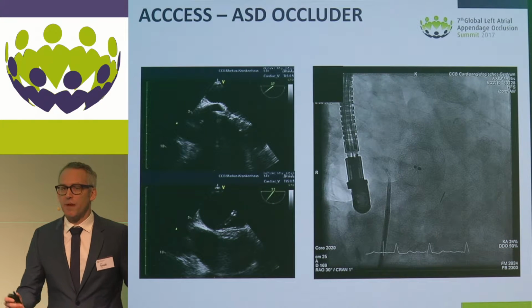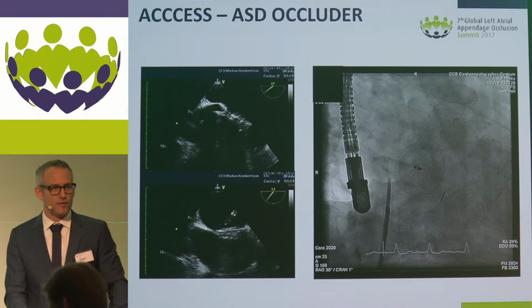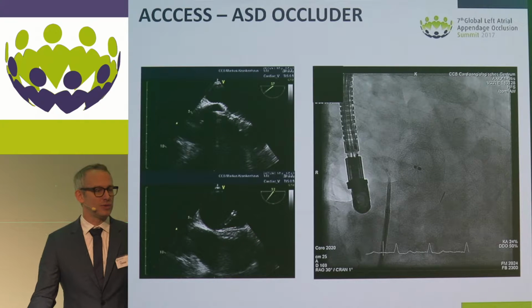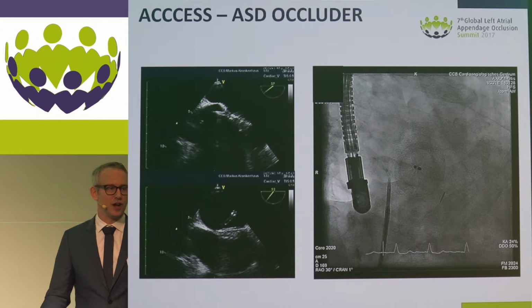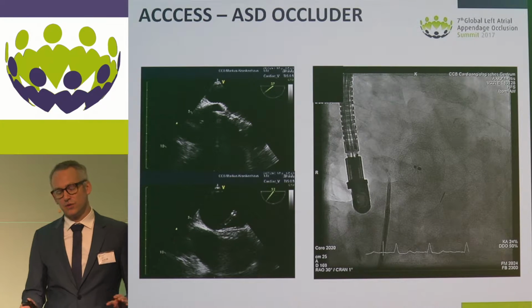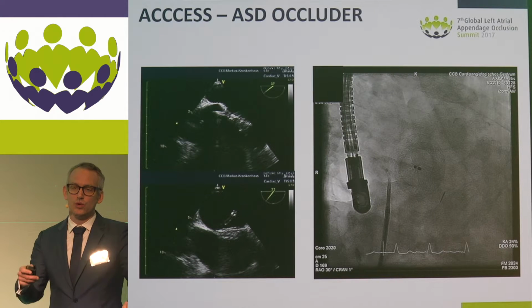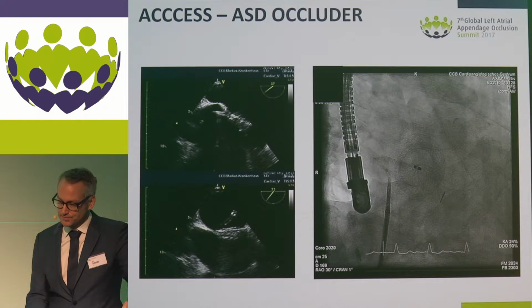So what is the message? Message number one is that if you have the referral for LA occlusion in a patient who had previously undergone interventional PFO or ASD occlusion, you should not deny, and you should say, okay, it's feasible, but if you do so, you should certainly use ICE or TOE to guide your transeptal puncture.